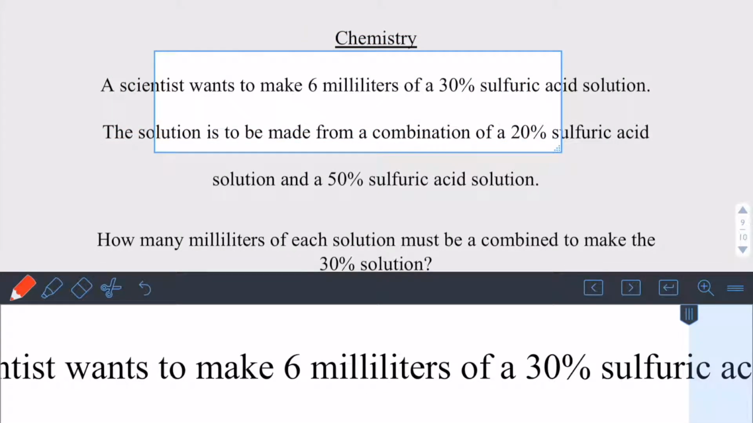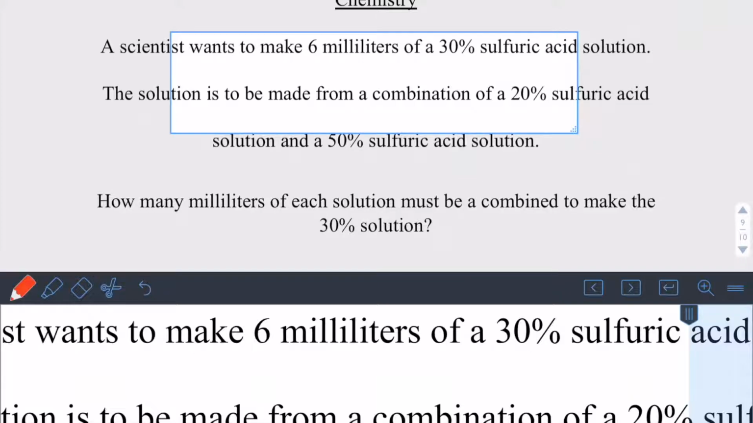A scientist wants to make 6 milliliters of a 30% sulfuric acid solution. The solution is to be made from a combination of 20% sulfuric acid solution and a 50% sulfuric acid solution. How many milliliters of each solution must be combined to make the 30% solution?